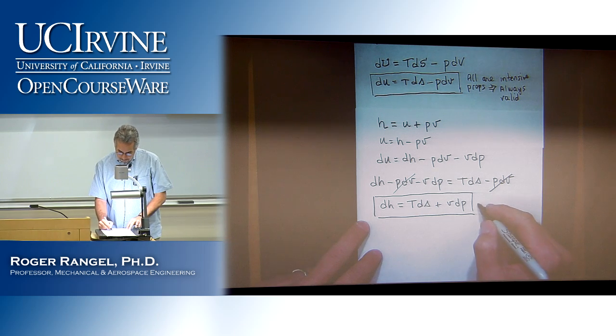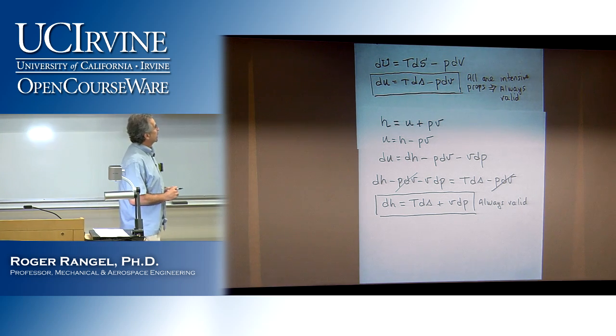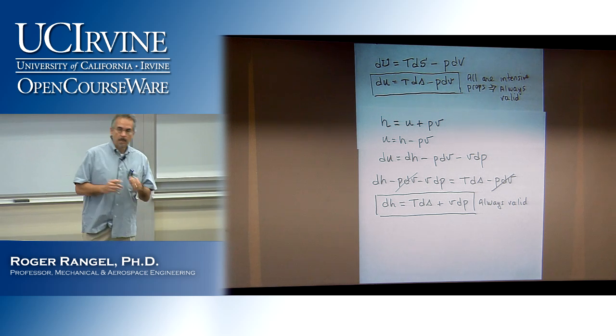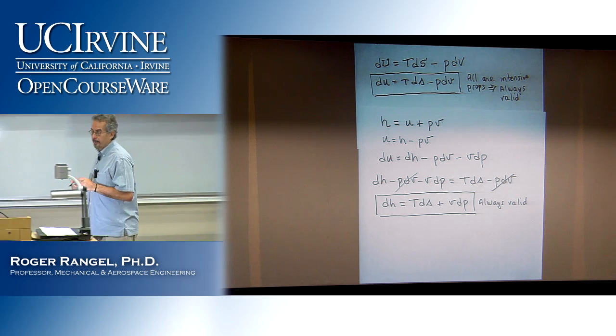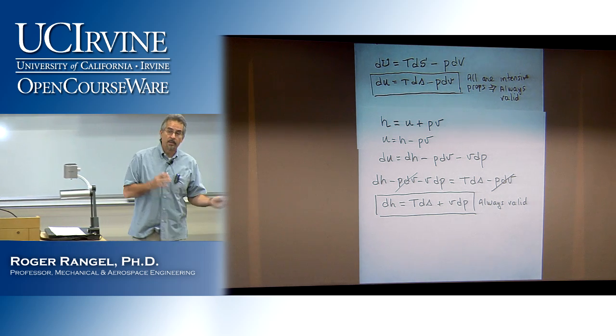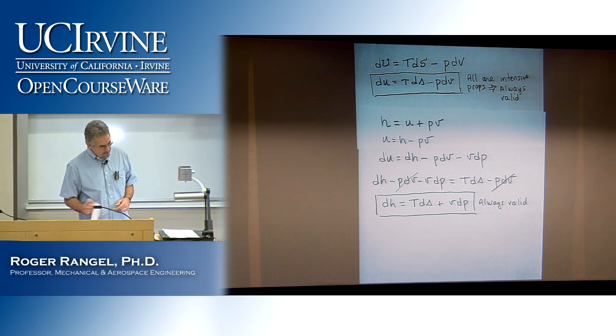So these two, right here, always valid, are the two property relationships that will be very useful for us in doing calculations. Because usually they help you find a missing property or the variation in a missing property if you know the variation of some other properties during a process.